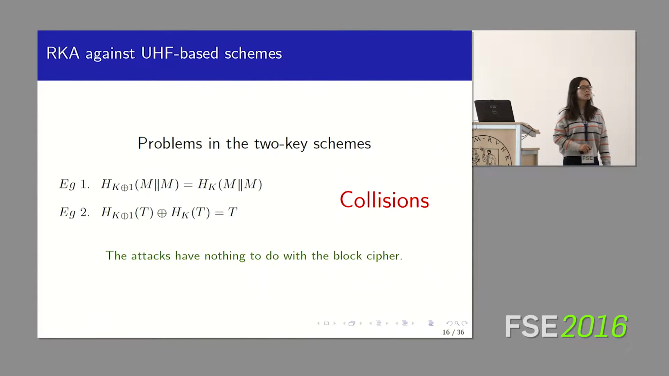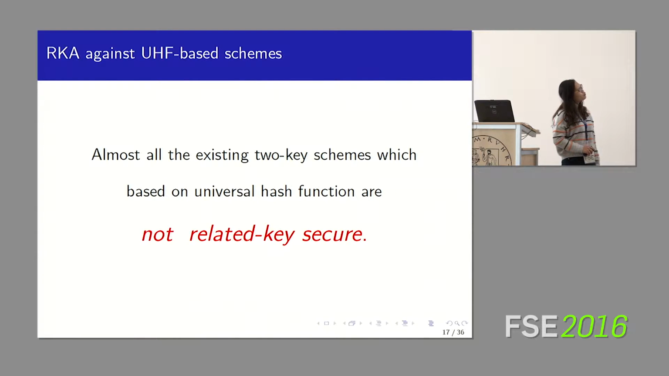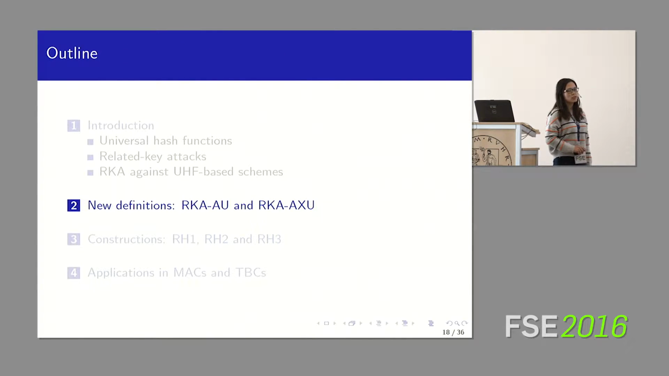From the above, we can see that the key of the universal hash function is a part of the key of the whole scheme. So we can make transformations to the key of the universal hash functions and find collisions between the hash results. This is the main reason that we made successful forgeries. And moreover, these attacks have nothing to do with the block cipher. Unfortunately, almost all the existing two-key schemes which are based on universal hash functions are not related-key secure. So we propose our new definitions of RKA-AU function and RKA-AXU function.